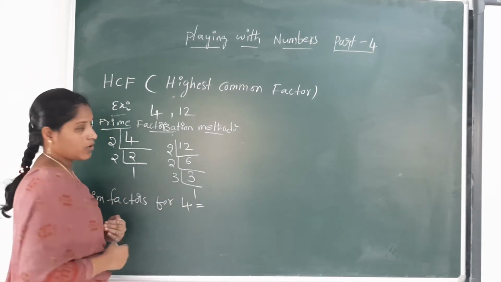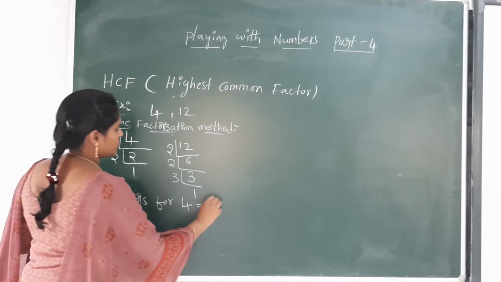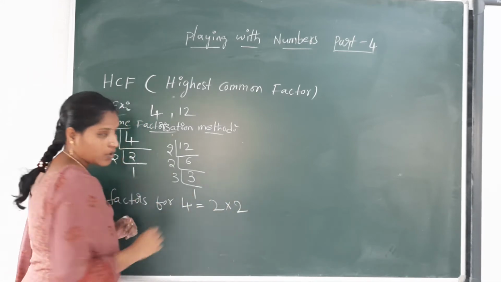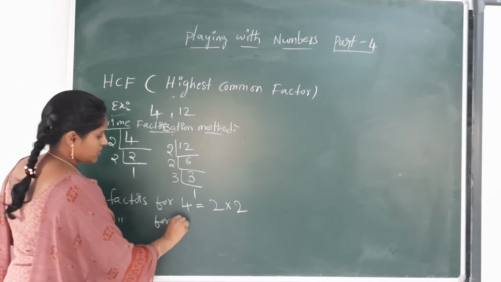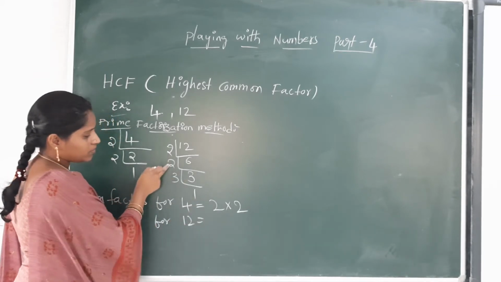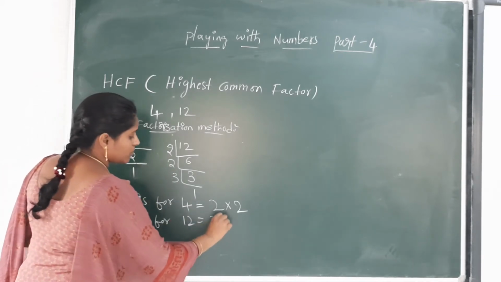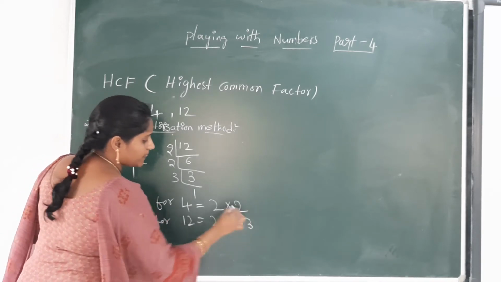Prime factors for 4 are 2 into 2. Next, prime factors for 12 are 2 into 2 into 3.